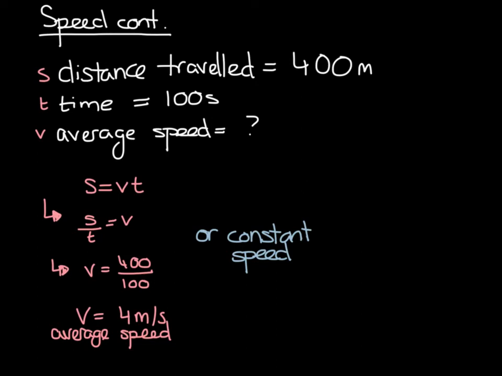When we're talking about the average speed, that means not necessarily that it travelled at 4 metres per second for the entire journey. At some points it would have been travelling faster, and at some points it would have been travelling slower. But if we take the average of the speeds, we get 4 metres per second. We can also use this equation if an object is travelling at a constant speed. So if the speed does not change, if it's constant, then you can use this equation.